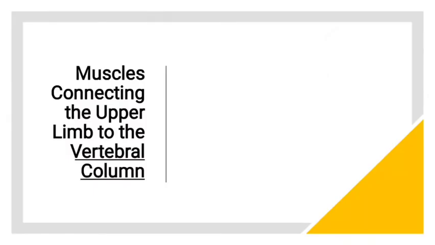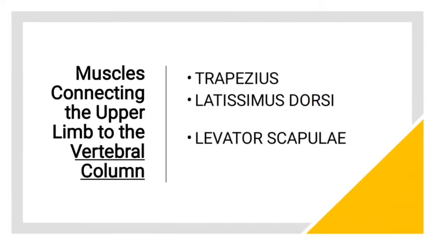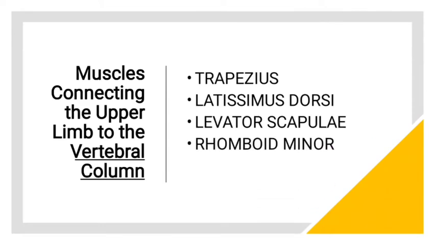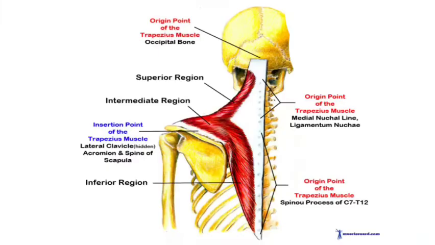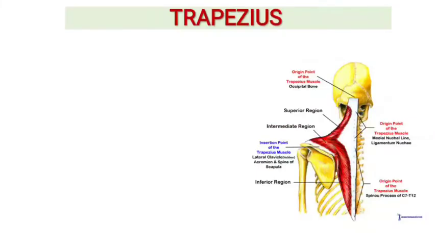So the next group of muscles we have are the muscles connecting the upper limb to the vertebral column. So we have your trapezius muscle, your latissimus dorsi, your levator scapulae, your rhomboid minor, and your rhomboid major. So let's start off with the biggest muscle out of all of them, or one of the biggest muscles out of all of them. You have your trapezius muscle.